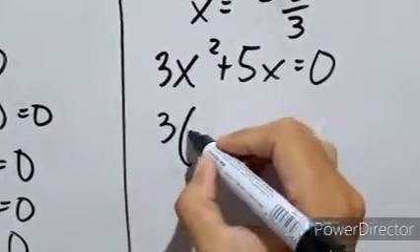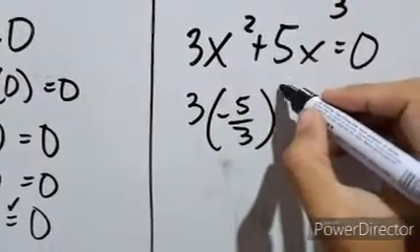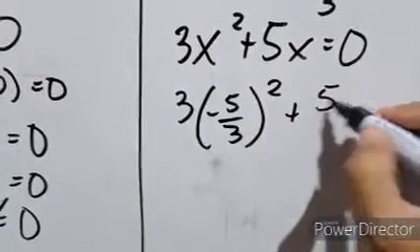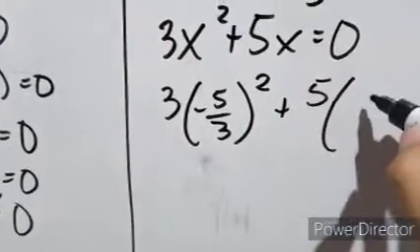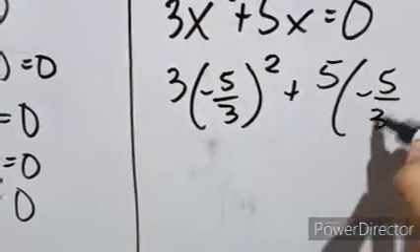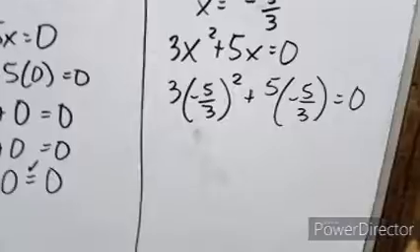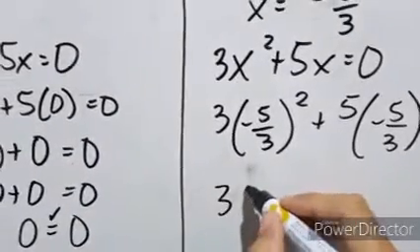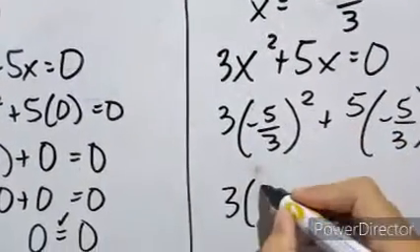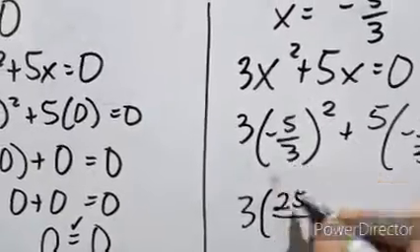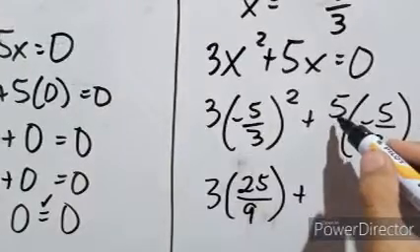Palitan natin. Negative 5 over 3 squared, plus 5 times negative 5 over 3 is equal to 0. So 3 times negative times negative, magiging positive na siya. 5 times 5 ay 25 over 3 times 3, 9. So plus, multiply na siya.